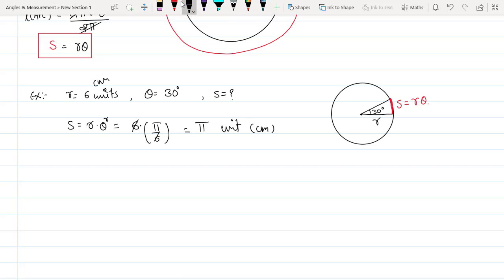What does arc length mean? This is nothing but the length only. It is a curve, that's why it is named an arc, nothing else. This is a curve, that's why it is named an arc. Is it okay?